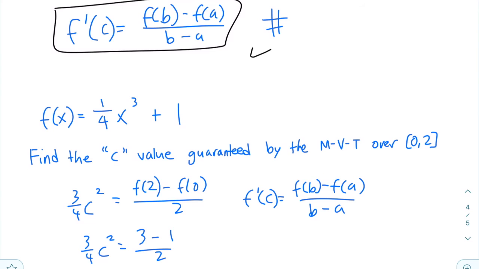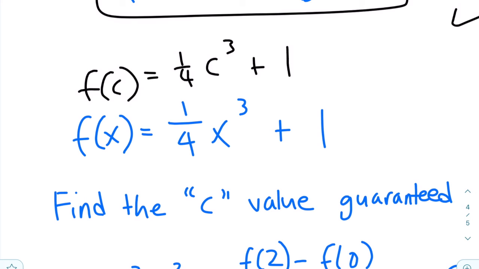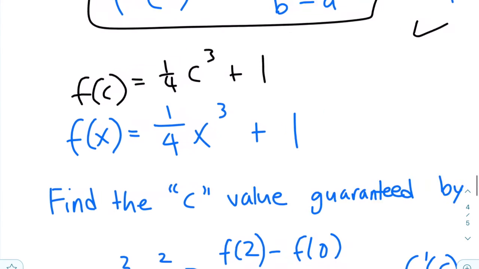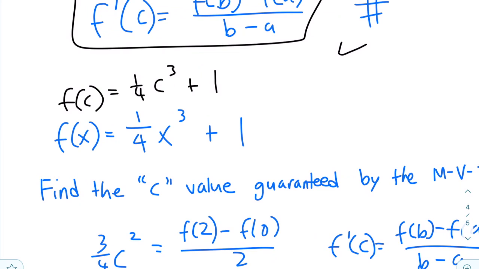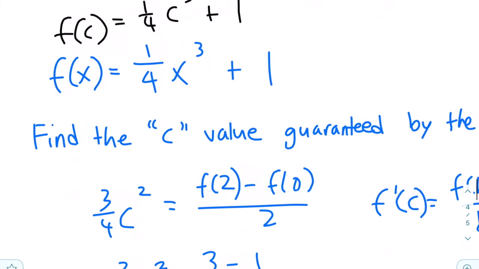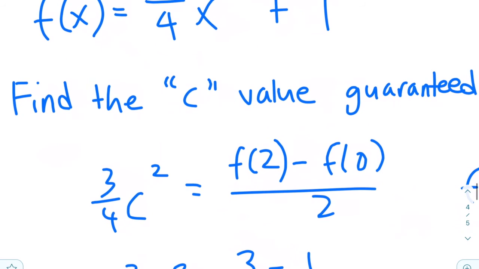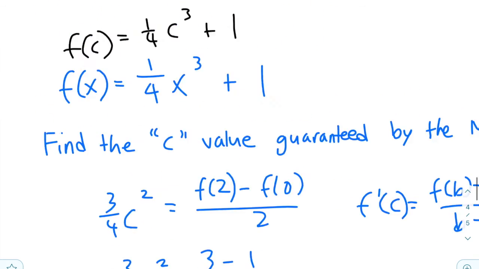So let's use this equation that we had originally. What's the f prime of c? Well, if we plugged c into the equation, we would have f of c equal to 1/4 c cubed plus 1. So what's the derivative of that? Well, we can use the power rule and get 3/4 c squared plus 0, because the derivative of 1 is 0. So that's why we just have 3/4 c squared in this case.